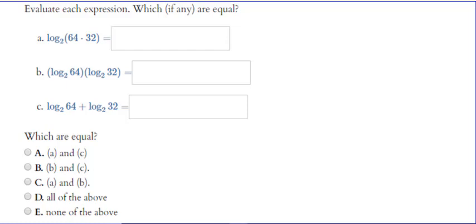So we can look at this and basically, if we're going to look at the ones that are equal first, okay? So these are two things being multiplied, so log base 2 of 64 plus log base 2 of 32. Well, that's the same as C down there.